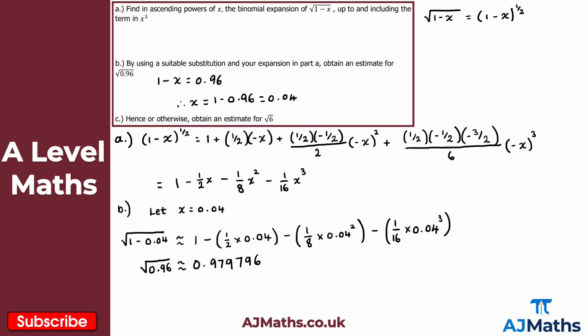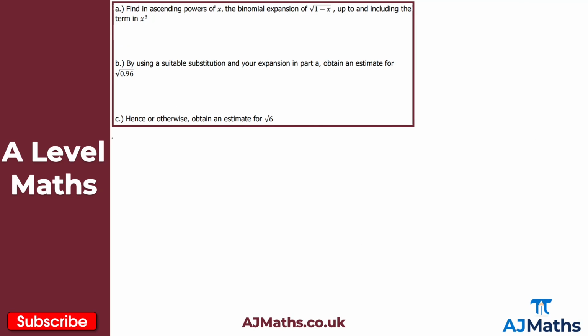Then for part C here, it says hence or otherwise obtain an estimate for the square root of 6. So how do we do part C then? Well, we're going to run out of room here, so if you haven't already, do take a note of all this. I'm just going to quickly clear the screen so we can attempt part C. So what we do need here for part C is that last line of working. The square root of 0.96, we said that that was approximately 0.979796.